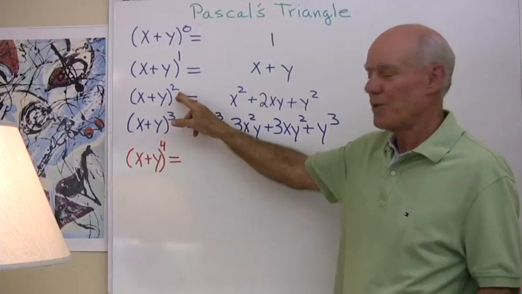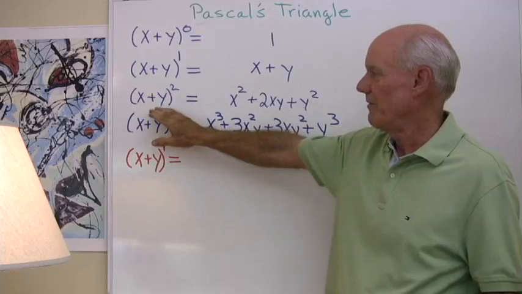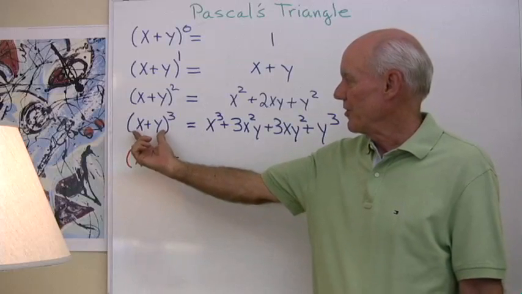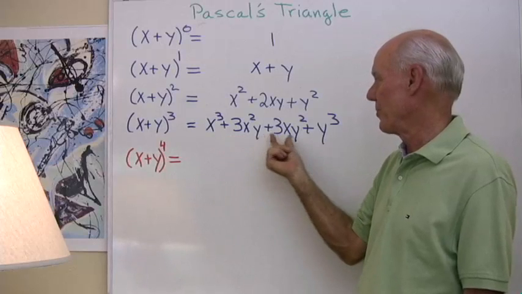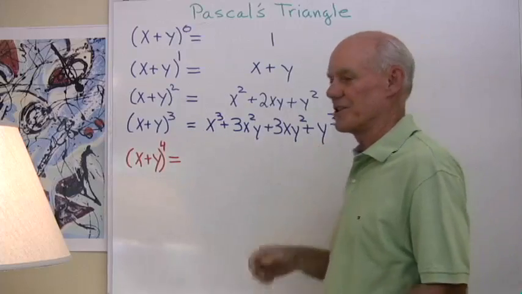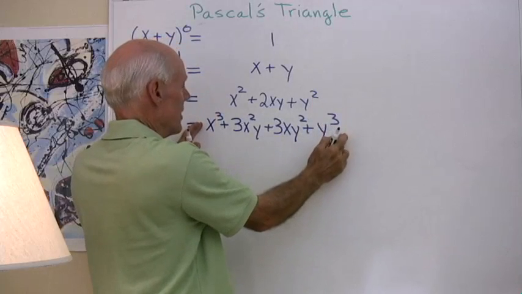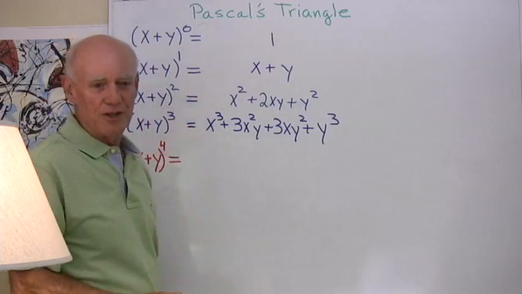x plus y squared is going to be x squared plus 2xy plus y squared, and we find that by just multiplying x plus y times x plus y. Now I'll tell you that x plus y to the third power is x cubed plus 3x squared y, 3xy squared plus y cubed. Now how do we get this? Well, we get it by multiplying, just like we found this right here, except that to get this, we're going to multiply x plus y times x plus y squared.